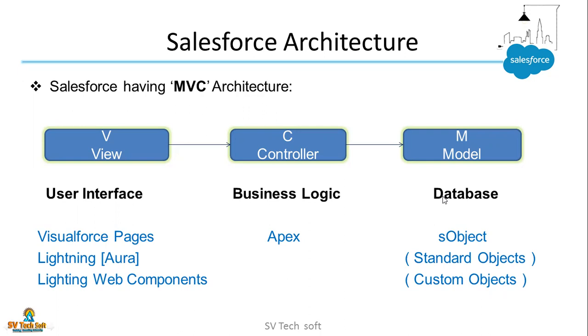Then the model comes under the database, or we can call it the backend. Mainly we use the database to store any particular information in Salesforce. To store the data into the database, we use objects. Within an object only do we store the data in Salesforce. We can call it an sObject, which means Salesforce object. It can be either standard objects or custom objects.